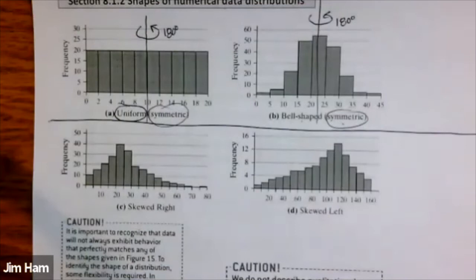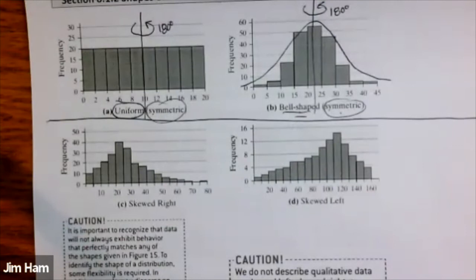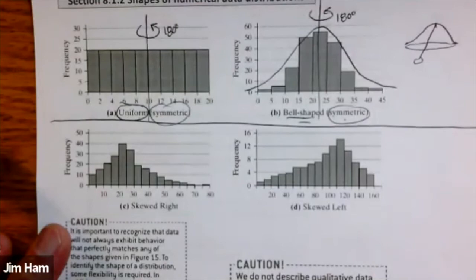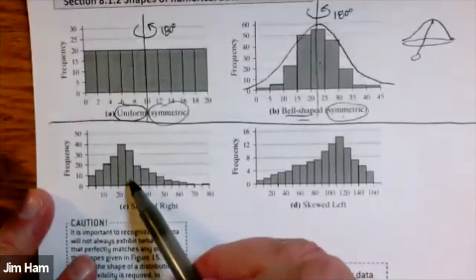This one is what we call bell-shaped, and if I put a nice curvy shape over it like this, it kind of looks like a bell. So that's what they mean by bell-shaped. It means high in the middle, and then as you go away from the middle, the bars will taper down to smaller frequencies, okay? This one here is called skewed right, right?